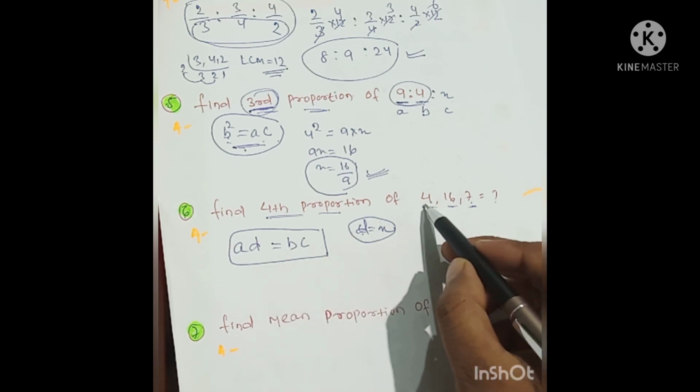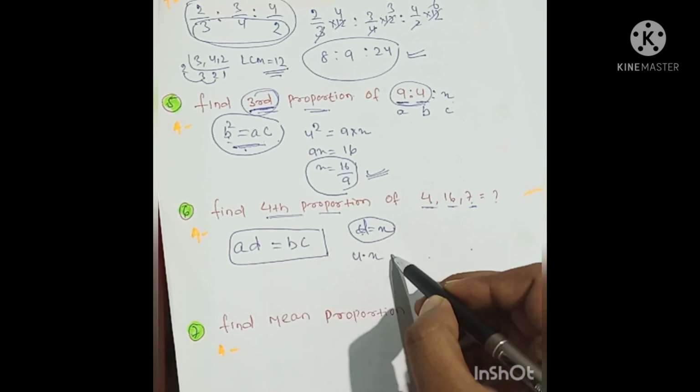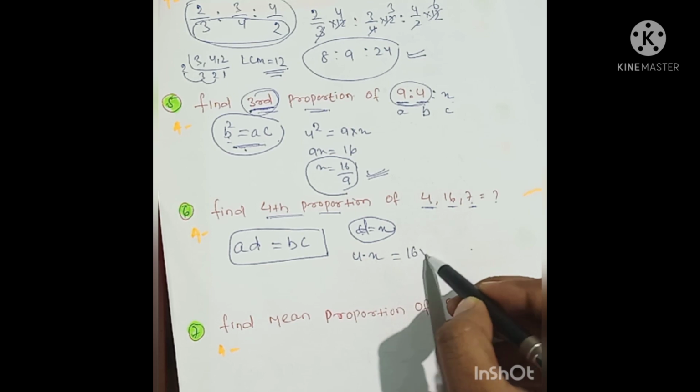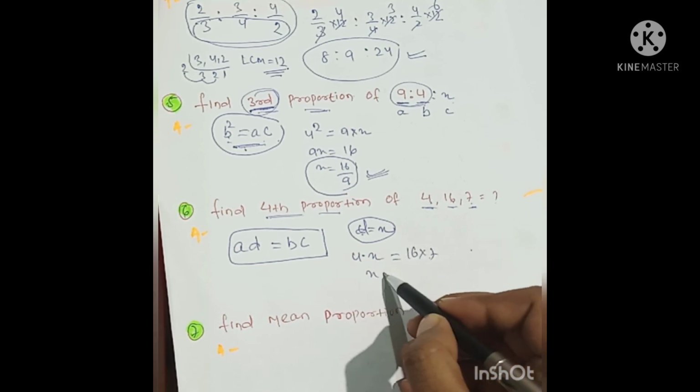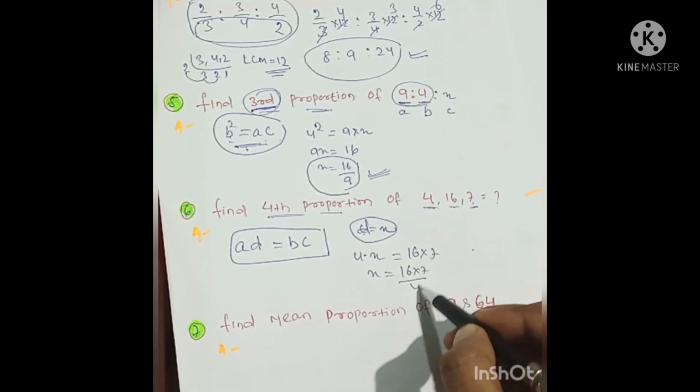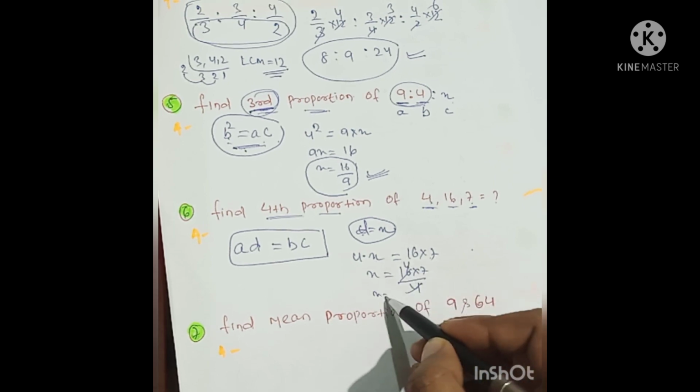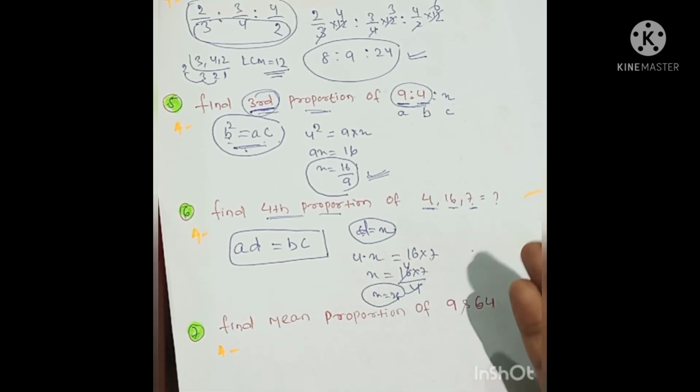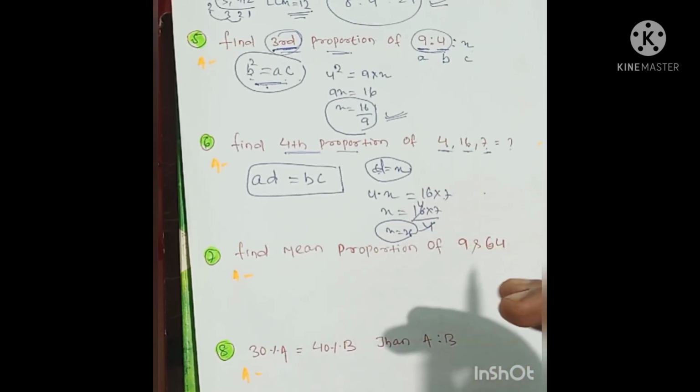So AD equal to what? Now 4 into X is equal to BC, 16 into 7. So now X equal to 16 into 7 by 4. 4 into 4, x equal to 28. That's it, your answer. Okay, I think you understand these things.